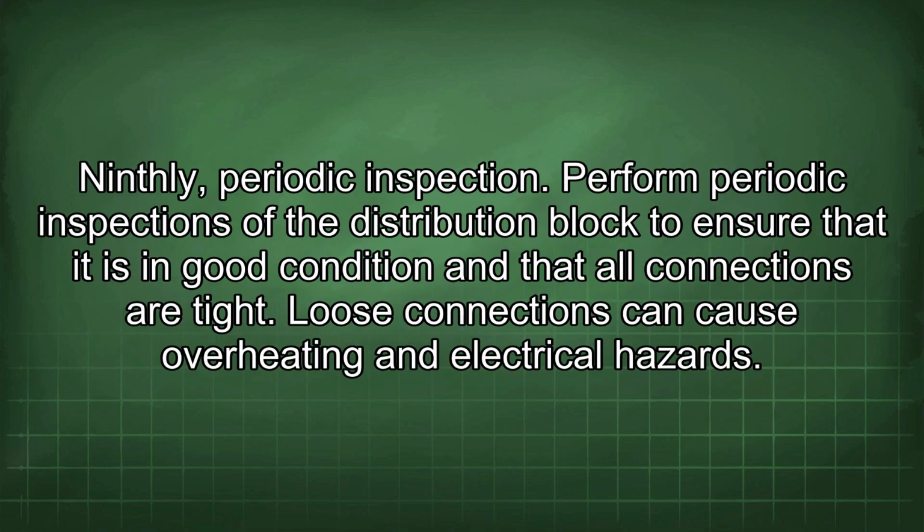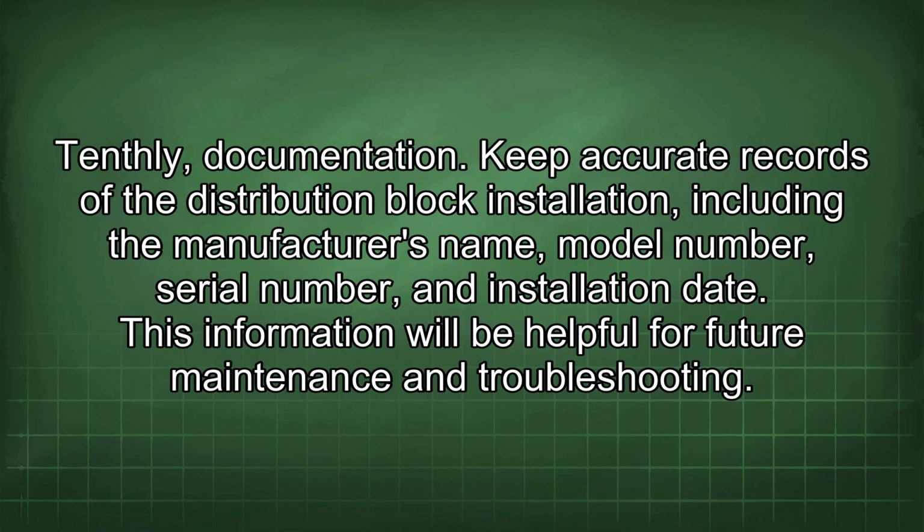Ninthly, periodic inspection. Perform periodic inspections of the distribution block to ensure that it is in good condition and that all connections are tight. Loose connections can cause overheating and electrical hazards. Tenthly, documentation. Keep accurate records of the distribution block installation, including the manufacturer's name, model number, serial number, and installation date. This information will be helpful for future maintenance and troubleshooting.